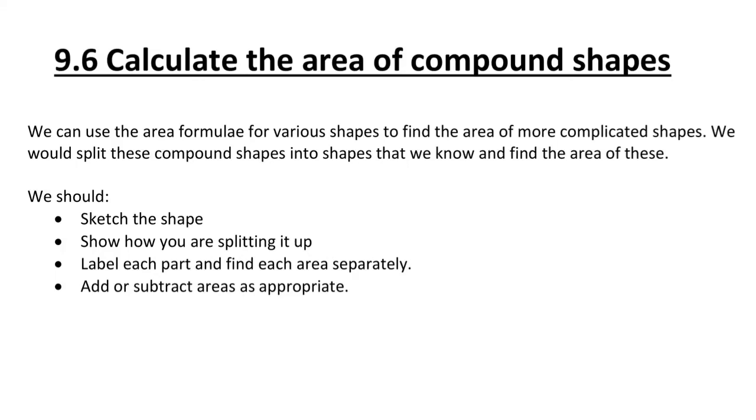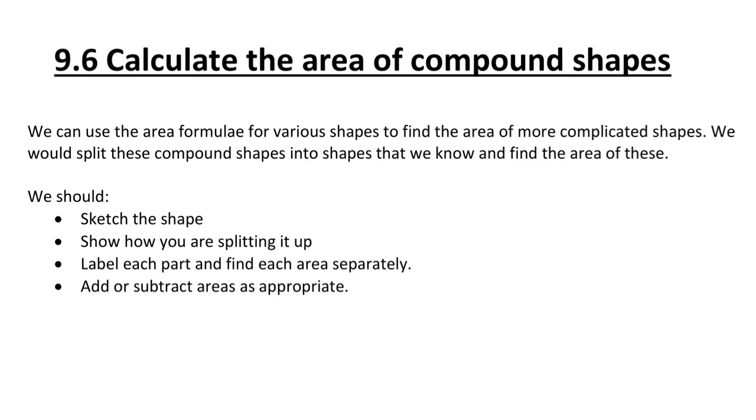In this video we're going to look at calculating the area of a compound shape. Now a compound shape, or a composite shape, is one which is formed from two or more shapes. So it's a more complicated looking shape, but we can divide it into smaller, easier shapes and find the areas separately and then combine them all.